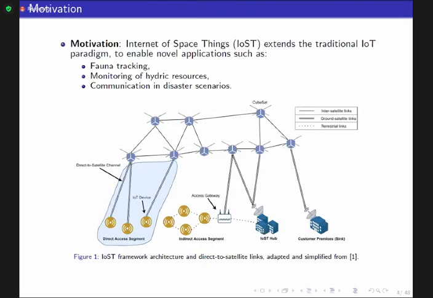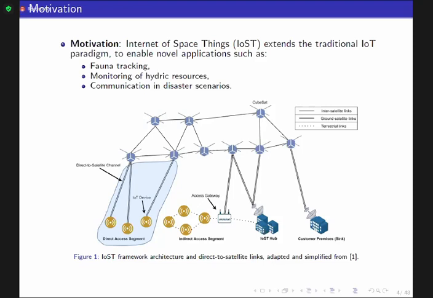So to kick things off, we're just going to talk a bit about the motivation. So what's the topic that we're dealing with? There's a paradigm called IoT, Internet of Space Things, which extends the traditional IoT framework to enable novel applications which are not normally supported in traditional IoT deployments. Some of these applications include fauna tracking, monitoring of hydric resources, communication in disaster scenarios, among others. The key difference here is that in many deployments, you don't have a terrestrial uplink. You need to establish a direct-to-satellite link.